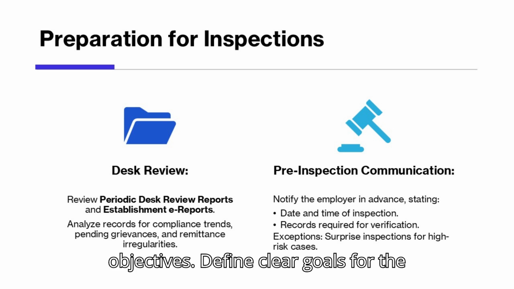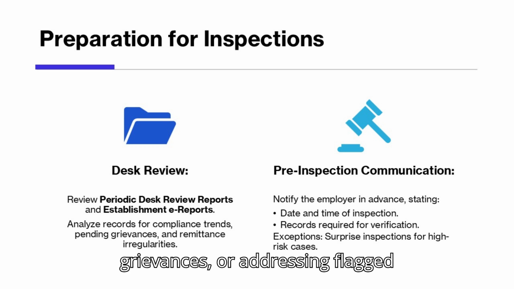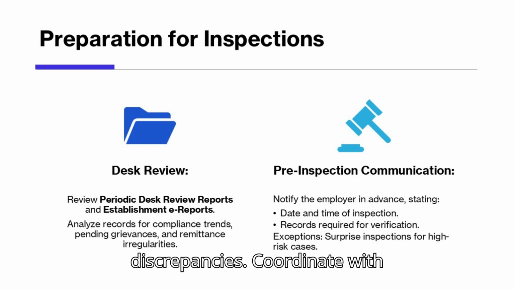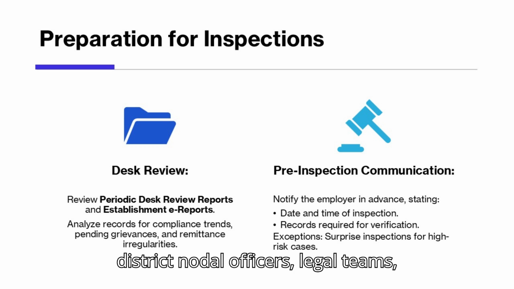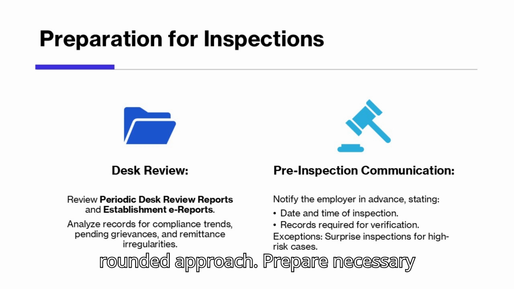Plan inspection objectives. Define clear goals for the inspection, such as verifying remittances, assessing employee grievances, or addressing flagged discrepancies. Coordinate with relevant authorities. Engage with district nodal officers, legal teams, or other stakeholders to ensure a well-rounded approach.